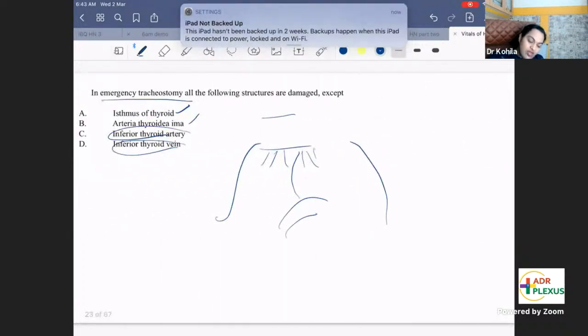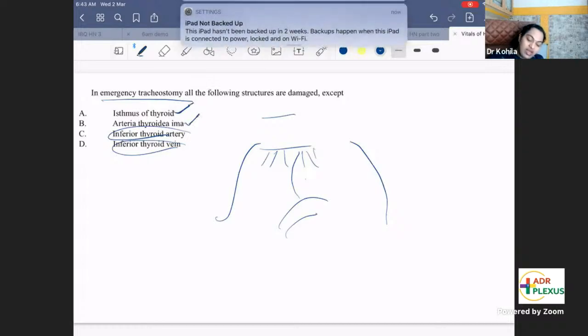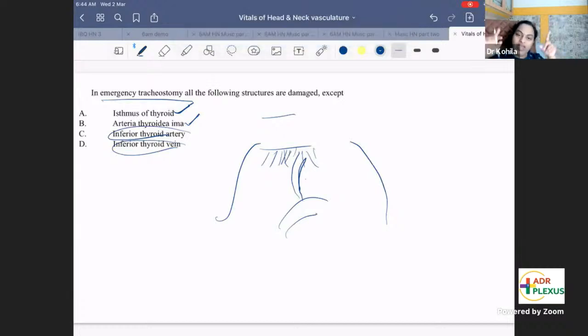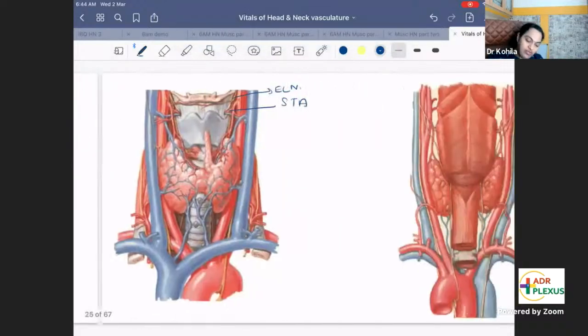So emergency tracheostomy is a midline procedure. All the midline structures will be damaged, including the isthmus and the thyroidea ima artery coming from the arch of the aorta, which also lies in the midline. The inferior thyroid veins also lie in the midline. The inferior thyroid arteries are paired. Paramedian position. The recurrent laryngeal nerve supplies the adductors, which will be paralyzed. You cannot abduct the cord. It will be lying in the paramedian position.